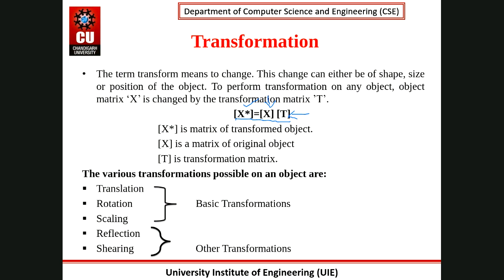Now there are different types of transformation that we have discussed. Basically we did 5 types of transformation. The very first one is translation, then we have rotation, scaling, reflection, and the last one is shearing. Let's discuss these transformations briefly one by one.